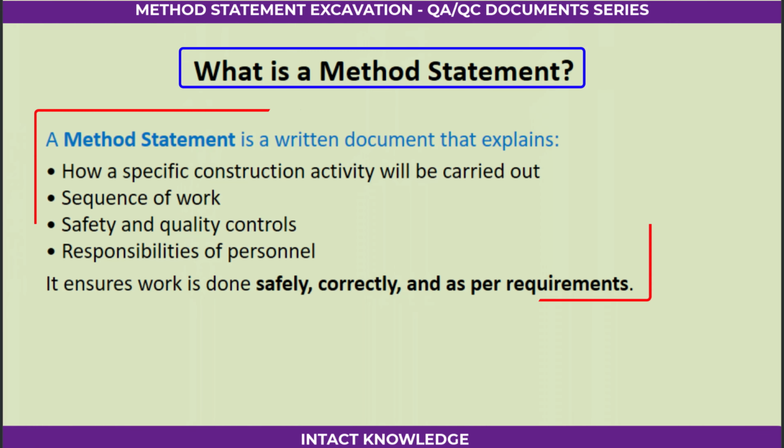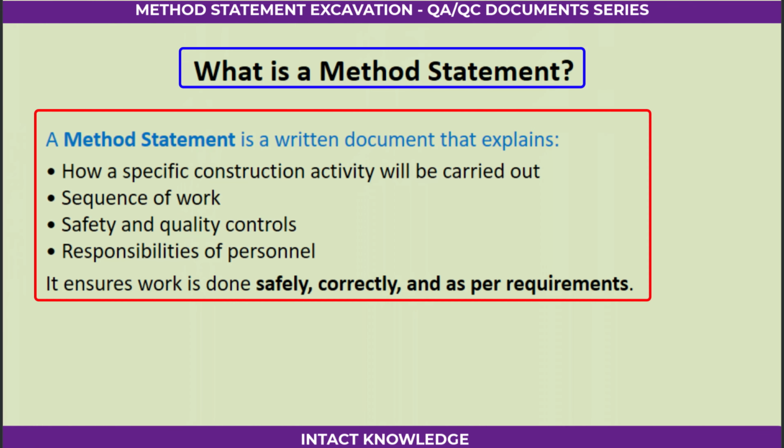What is a method statement? A method statement is a written document that explains how a specific construction activity will be carried out: sequence of work, safety and quality controls, responsibilities of personnel. It ensures work is done safely, correctly, and as per requirements.